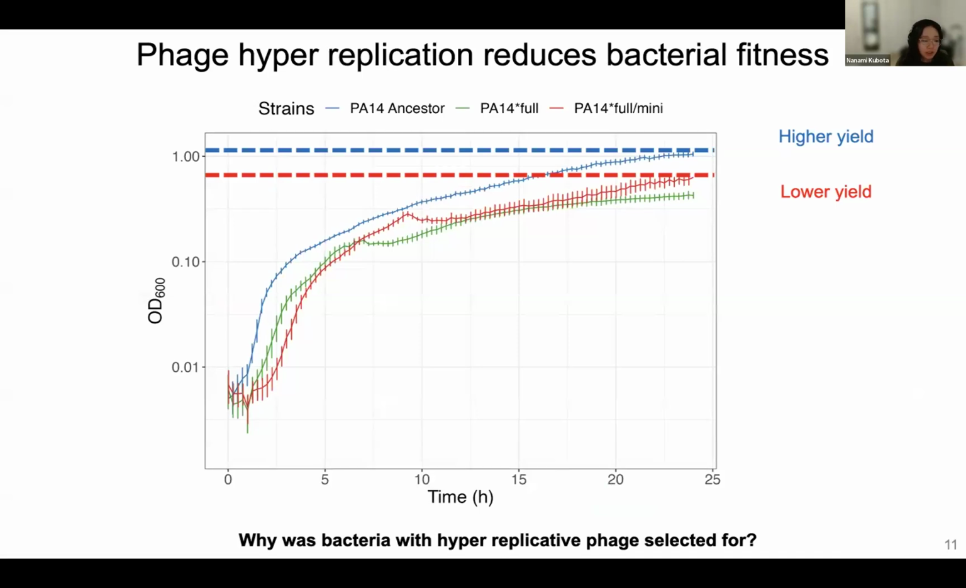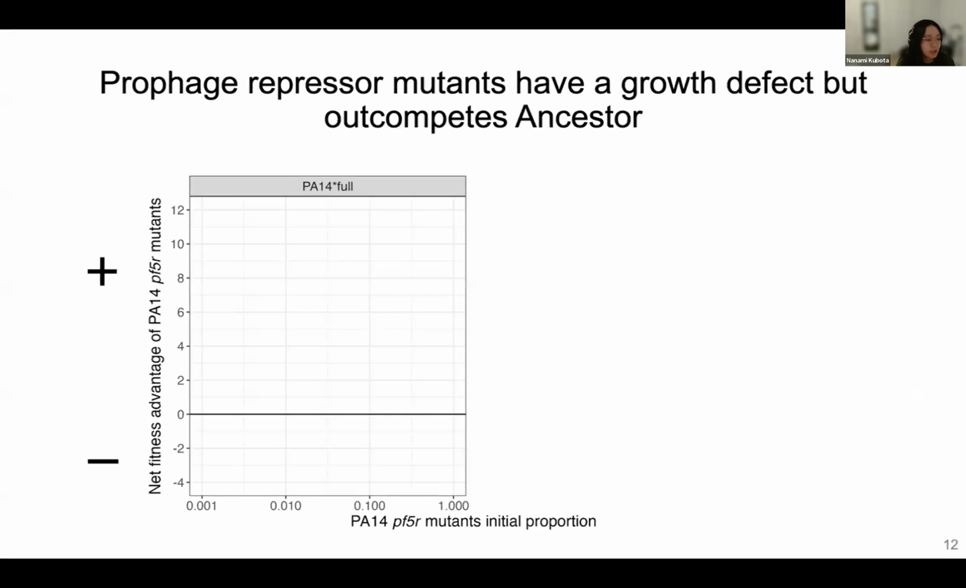So we did competition experiments where we co-cultured our ancestor against our mutants here. And before I show you the data, I'm just going to walk you through how to read this graph. So anything positive means that the mutant outcompetes the ancestor. Anything negative means that the ancestor outcompetes the mutant. And I also varied the starting frequency of the competition, such that anything closer to 0 means that the mutant's rare in the starting culture, and anything closer to 1 means that the mutant's common.